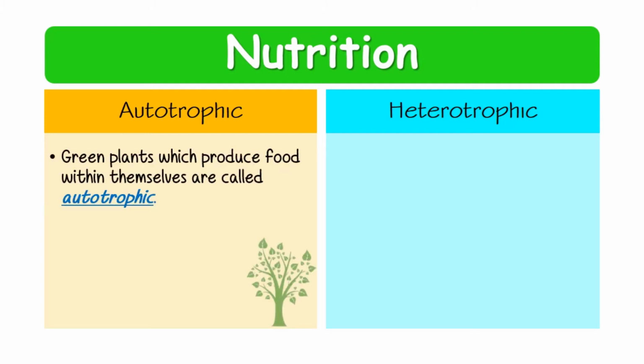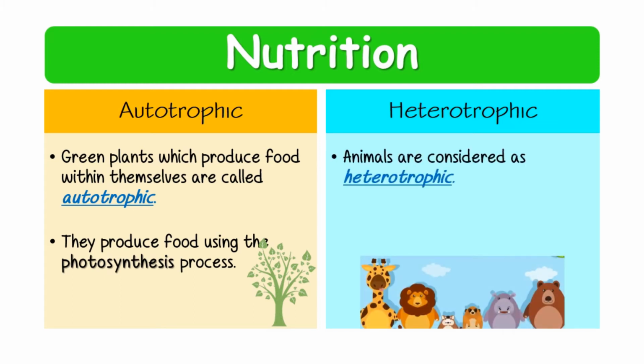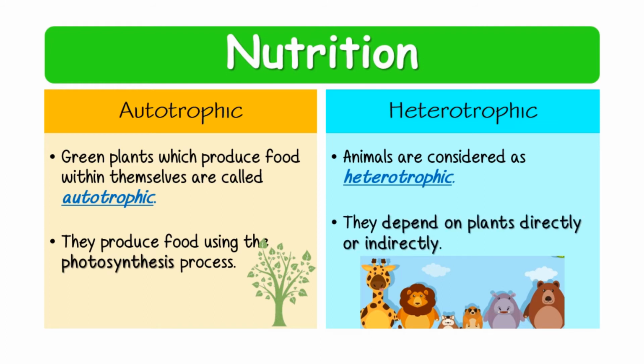Autotrophic. Green plants which produce food within themselves are called autotrophic. They produce food using the photosynthesis process. Then can you guess who are heterotrophics? Yes, animals are considered as heterotrophic. They depend on plants directly or indirectly. What is the meaning of depending directly or indirectly on plants? Let's see.